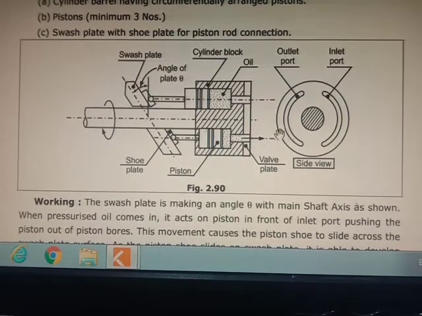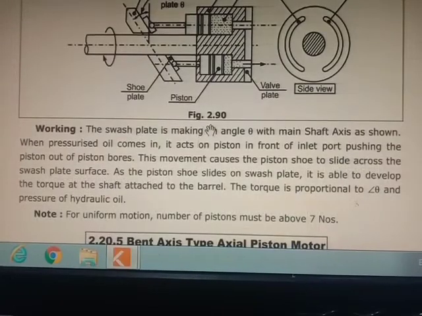What happens when high pressurized oil comes into the cylinder? That oil will push the piston in the forward direction, and as the piston is pushed forward, it will rest against the swash plate, and the complete cylinder will rotate. So here you can see the working. The swash plate is making an angle theta with the axis of the main shaft, as shown.